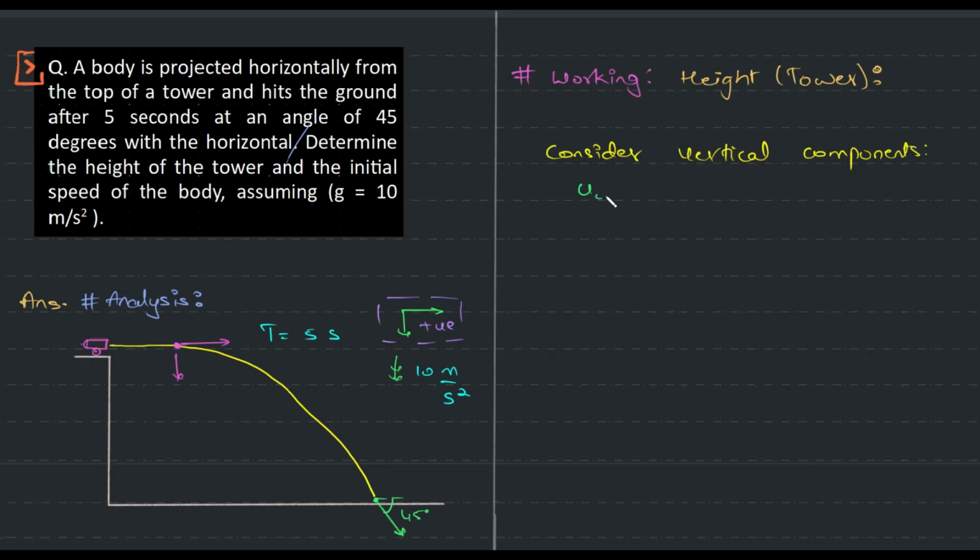Starting with u of y, or you can call this v naught of y. Guys, I keep varying the variables, please don't mind; you should be flexible with this. So if I use this or this, you can understand. Time of flight is 5 seconds, then we need g, which is 10 meter per second square. We need to figure out the initial speed and the height.